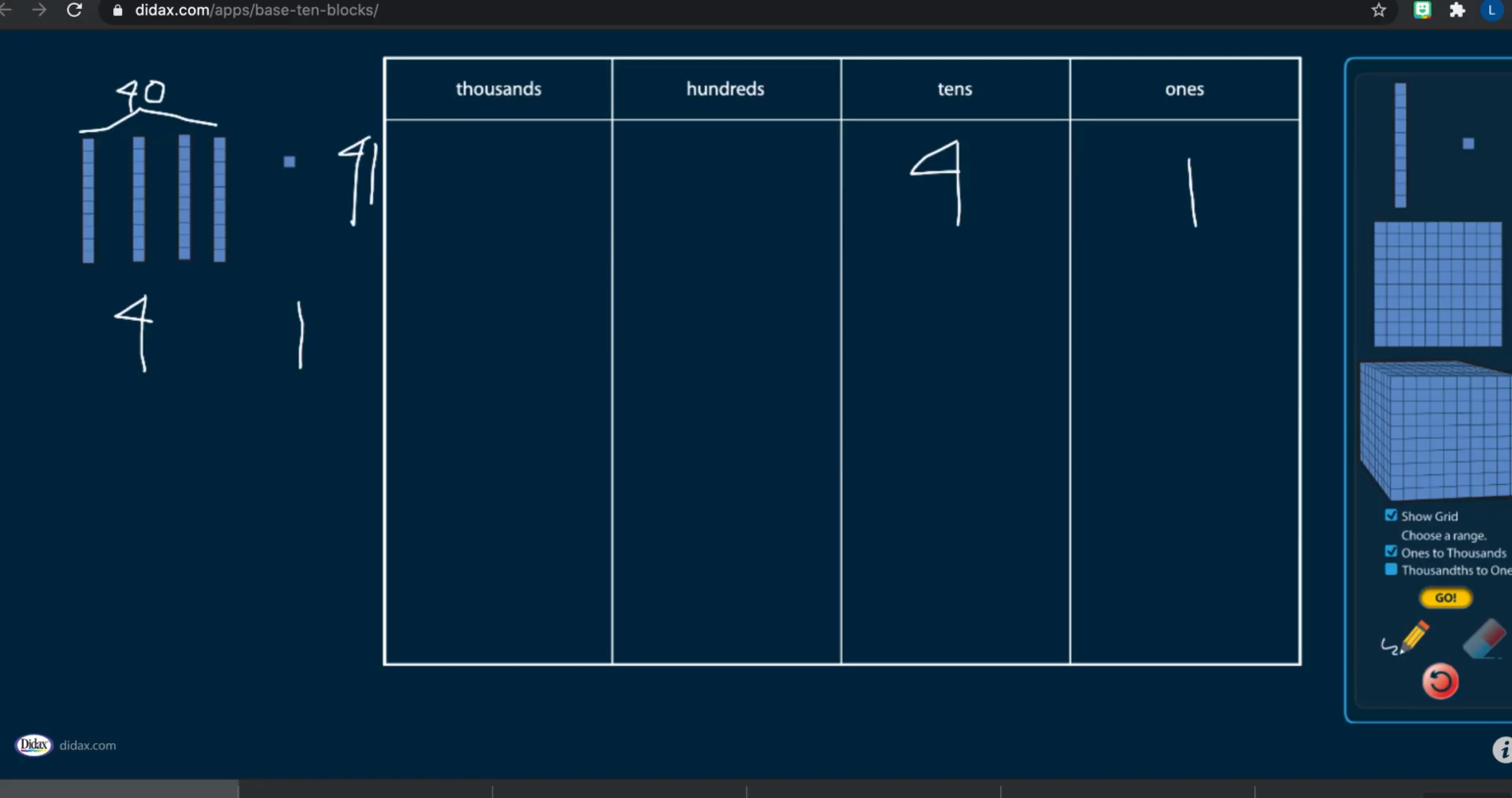So let's go back onto our thing. Remember, if you have 4 rods, the value is actually 40, but you're only saying you have 4 tens. Because if we had 40 tens, then that would go into the thousands. So we have 4, and then we have our ones. So go ahead and write the number that represents what you see in your Jamboard.